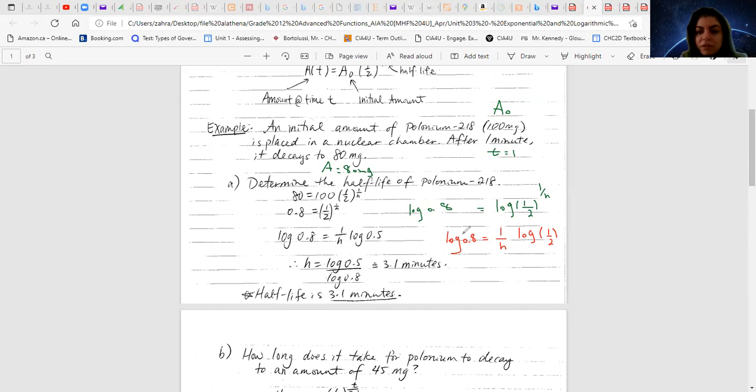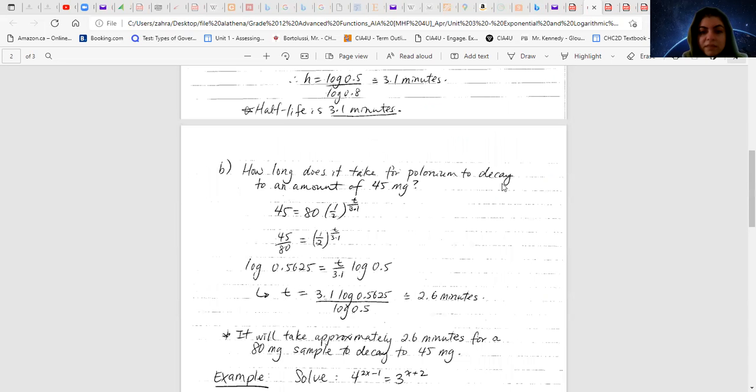I bring h to the other side and the log 0.8 to the other side. So h goes to the other side into the numerator, and log 0.8 goes into the denominator, right? Divided by log 0.8. You can put that in the calculator and the time is going to be 3.1 minutes. Any question? No.